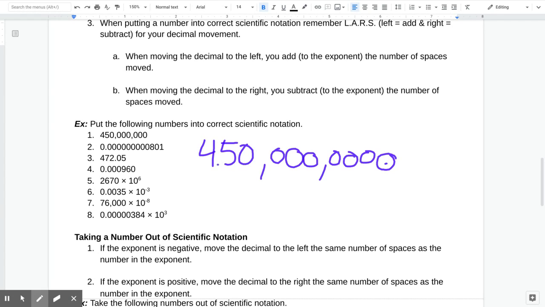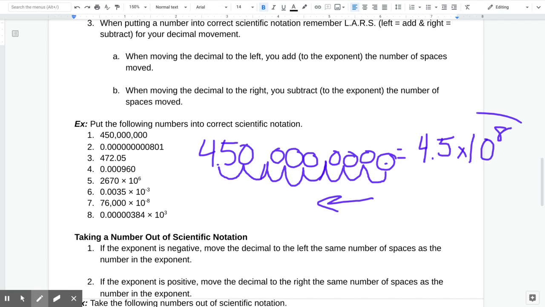And now I'm going to just count my jumps: 1, 2, 3, 4, 5, 6, 7, 8. It's 8 to the left. Because I went to the left, it's going to be a positive 8. I'm adding 8 to my 0. So in scientific notation, this is going to be 4.5 times 10 to the 8th power. Boom, got it.